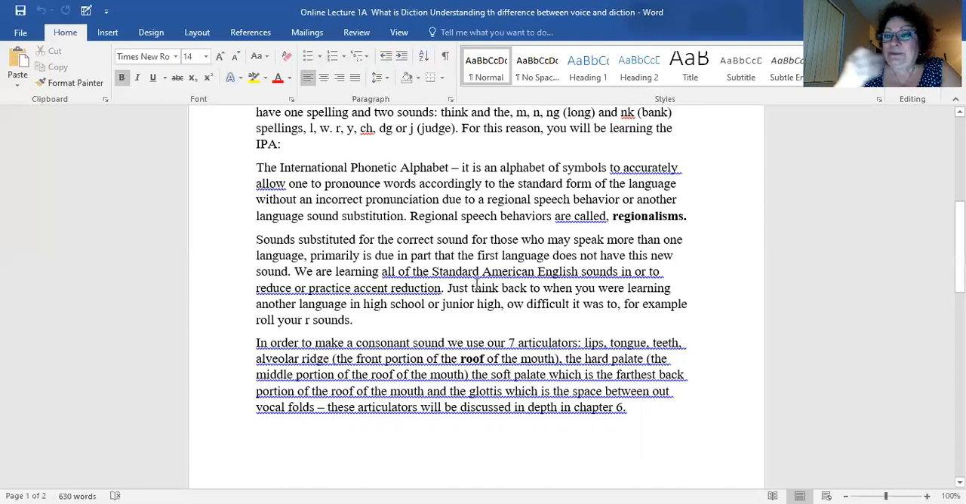So what you're going to be learning for career speech is standard American English, which is the standard form of the language, how words are supposed to be articulated correctly so that they are easily understood, and you are easily understood, and the message is easily understood by many. And standard American English is taught globally, whereas regionalisms are just spoken within a certain area.